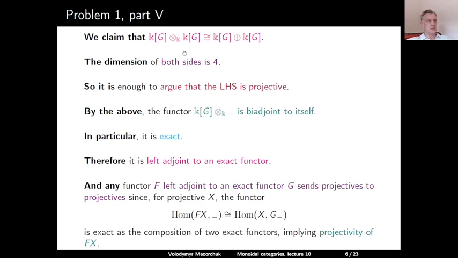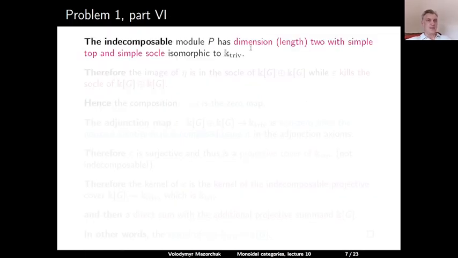So this completes our proof that the tensor product of the regular module with itself is isomorphic to a direct sum of the regular module with itself. So 2 times 2 is equal to 2 plus 2 here. Okay, so the indecomposable module P has dimension 2, in particular it has length 2 because the simple module is one-dimensional, and it has simple top and simple socle, and they both are isomorphic to the trivial G module.